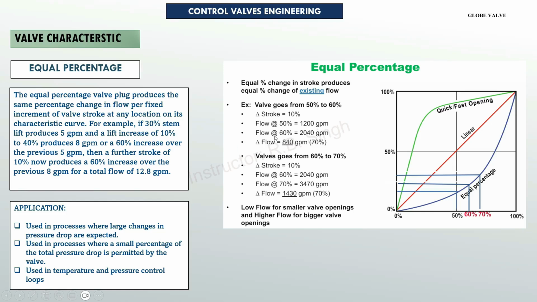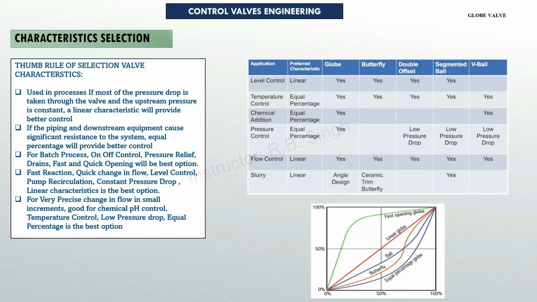So this is the example we have seen here, and the application of equal percentage is in processes where large changes in pressure drop are expected, and in processes where a small percentage of the total pressure drop is permitted by the valve, and it's used in temperature and pressure control loops.